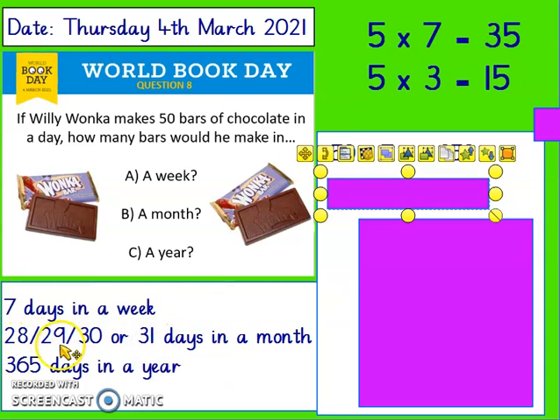If you want to challenge yourself, find out how many bars it would make in February, or a month with 30 or 31 days, or even a leap year. What can you do?